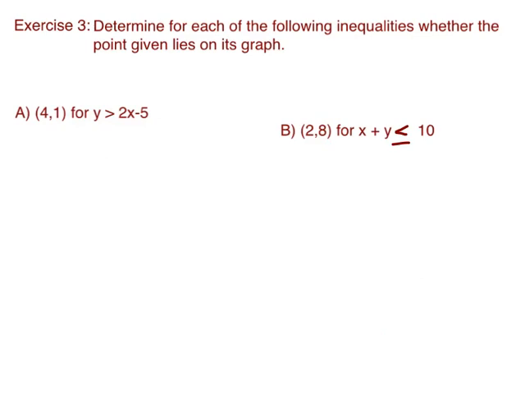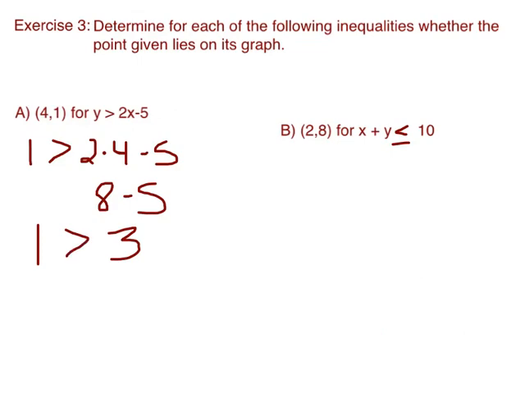Exercise 3. Determine for each of the following inequalities whether the point given lies on its graph. So we're going to go into exercise 3 and we're going to talk about inequalities. We're going to look at A first. 4, 1. y is greater than 2x minus 5. So 1 is greater than 2 times 4 minus 5. 2 times 4 is 8. 8 minus 5 is 3. Is 1 greater than 3? The answer to that is no. So this point would not sit in the solution for this type of inequality.